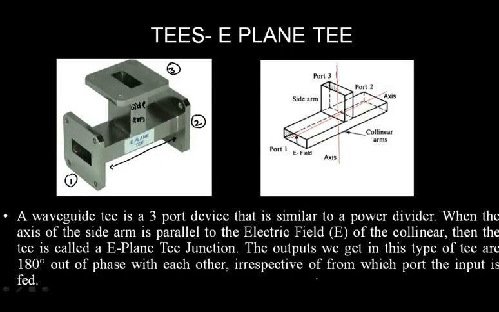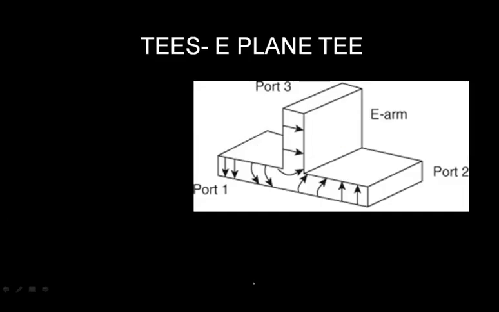The output we get in this type of T is 180 degrees out of phase with each other, irrespective of from which port you are giving the input. Okay, so if you see this diagram, you'll understand whenever you are giving something to port number 3, you are having the outputs. This is the orientation of the electric field. Whatever comes out of port number 2 will be in this direction, and this will be in this direction. So you feed it from port number 1, it comes here and it comes here. So wherever you are giving the input, the output comes 180-degree phase shifted.